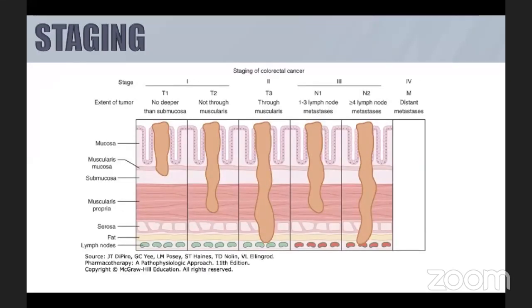The colorectal staging is one of the unique stagings in the solid tumors. Usually in a tumor we check the size, but in colorectal cancer we don't check the size, we check the depth of the tumor itself. So if you see here, we do the TNM staging. T stands for tumor depth, N stands for involvement of lymph nodes, and M for any metastasis. We divide them into stage 1, stage 2, stage 3, and stage 4, and this is mainly what I'm going to discuss with you in the treatment.